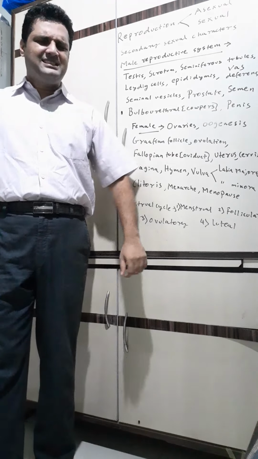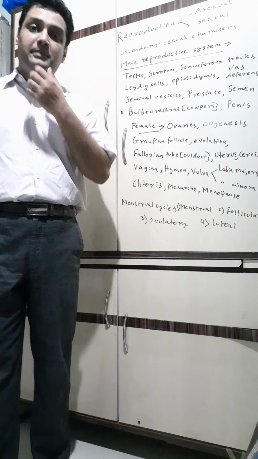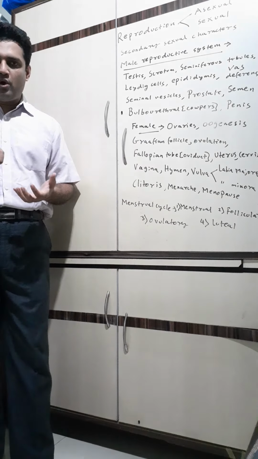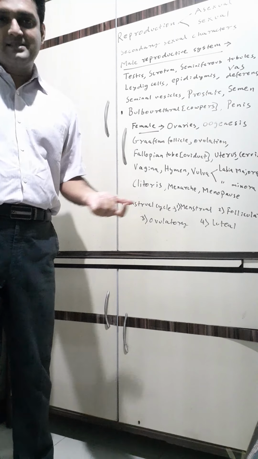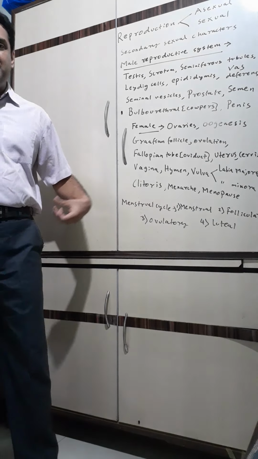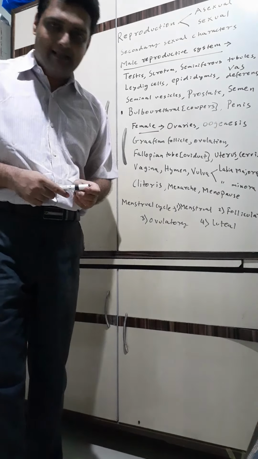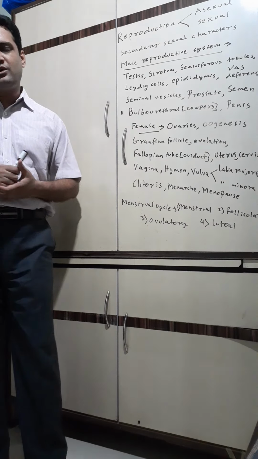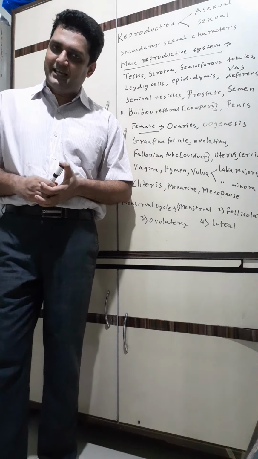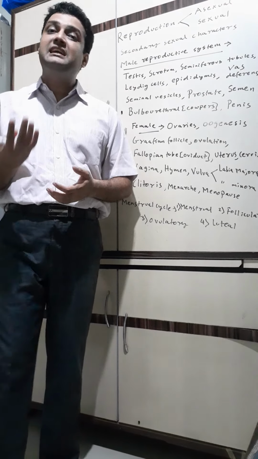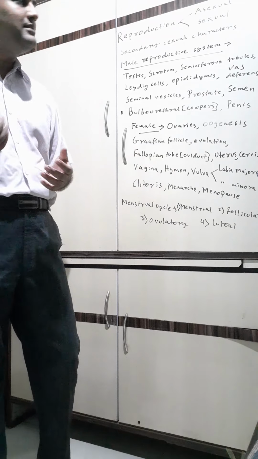What are the secondary sexual characters in the male? Beard, mustache, thick voice, broad shoulders. Similarly, in the female, there is wide pelvis, developed mammary glands. These are the secondary sexual characters of females. In male, testosterone is mainly responsible for secondary sexual characters. In female, it is the estrogen hormone responsible for the characters.